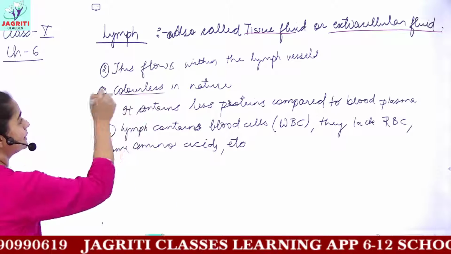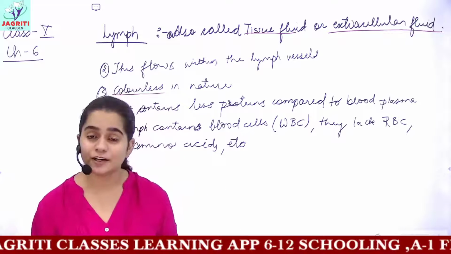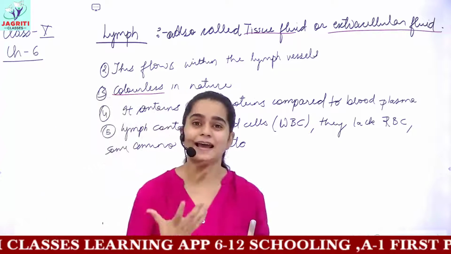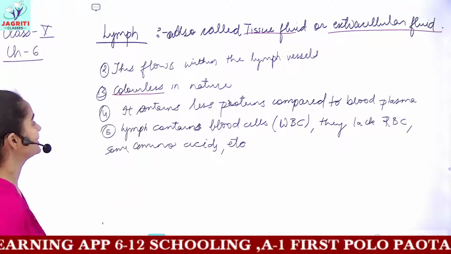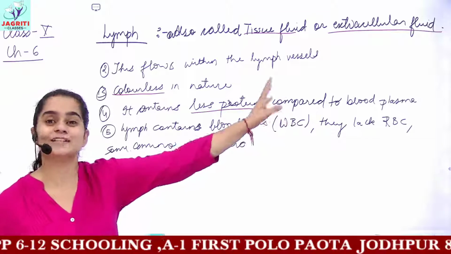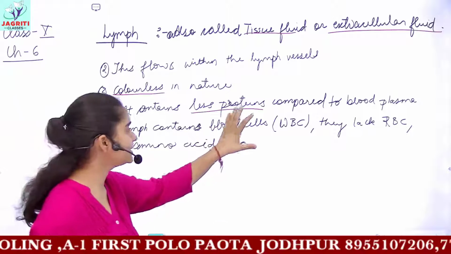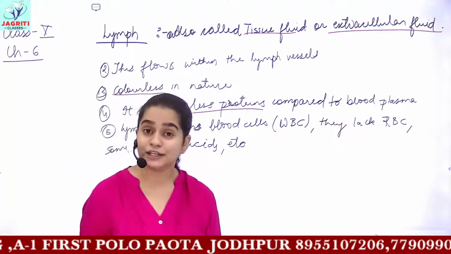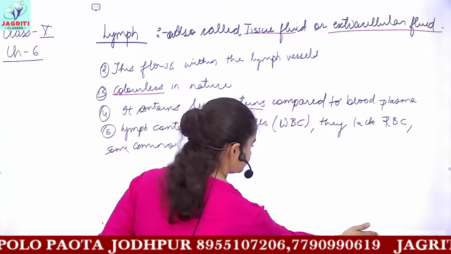Now the lymph is colorless in nature compared to plasma. The blood plasma, which is the fluid part of blood, was colored. It had a yellow color. But this lymph is colorless and it contains less amount of proteins compared to the plasma of blood. Lymph, except proteins, contains some amino acids, blood cells, but it does not contain RBCs. Now let's see how this lymph is formed.